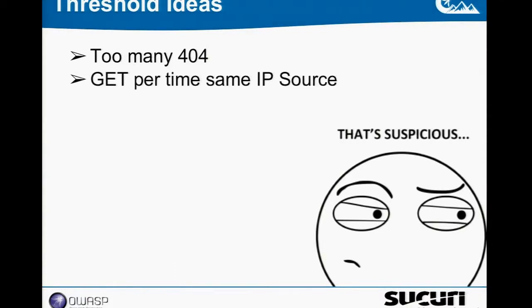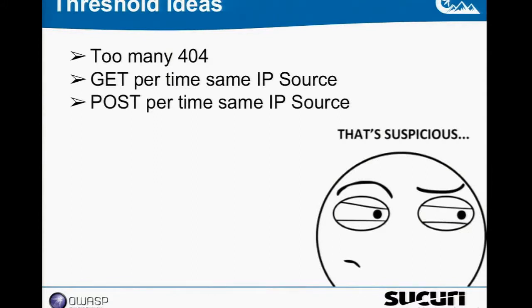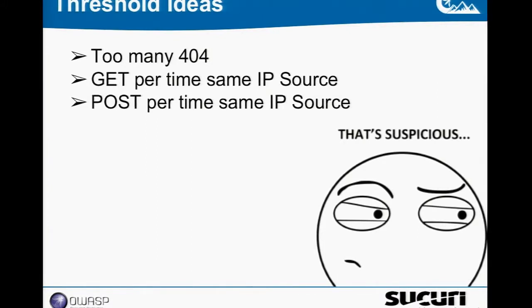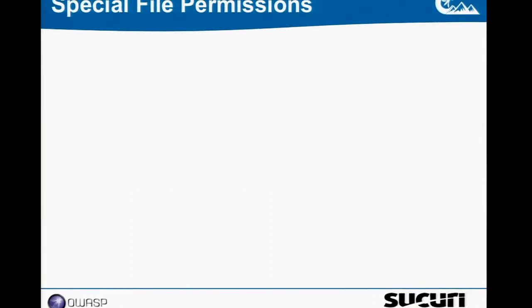Another threshold is GETs per time for the same IP. A regular IP will not send too much information, too many GETs. I'm not going to send 50 requests in 3 seconds. That's not common. POST, the same concept. So that's the kind of idea that we saw that we could create. We could monitor a bit, get some times and thresholds, and so we could add that. Special file permissions. Do you guys know a command called chattr, change attribute, in Linux?